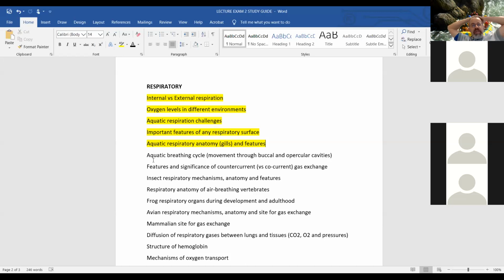Moving on to the air-breathing vertebrates. So we're looking at frogs. We didn't really talk about reptiles, but it would be frogs, reptiles, birds, and mammals. Basically, this is where we start to see the development of the lungs, another internal structure. And in the case of the frog, we're looking at two organs, the skin and the lungs, as well as the larval amphibian, which would have the gills. So you should know the appearance of when these different organs are present.